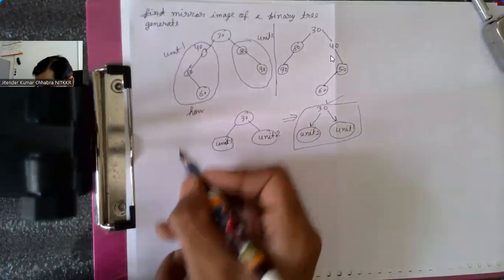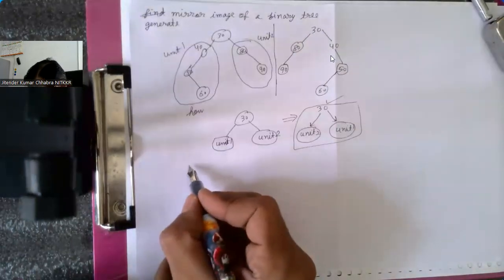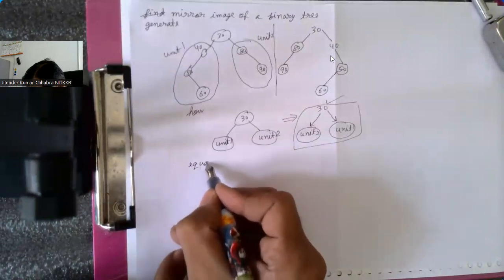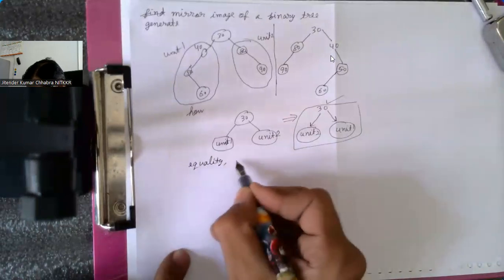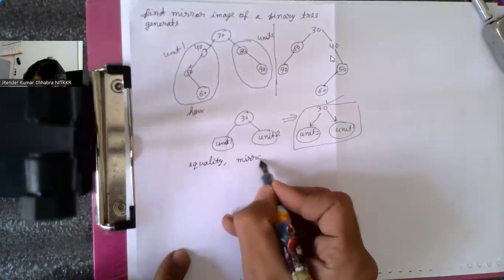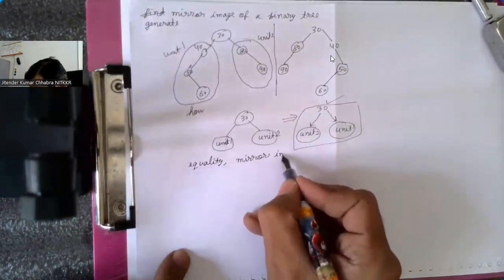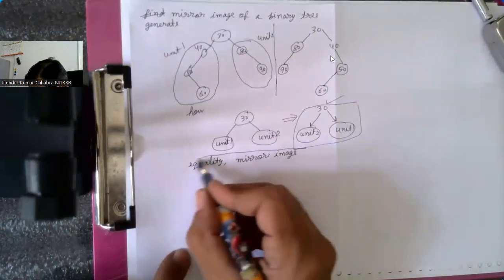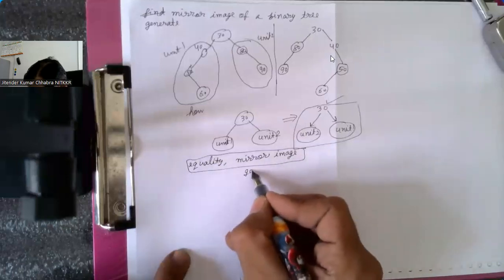You should try this. And of course, I have said that equality and mirror image, these two are more standard operations. So the good students should be able to code directly, and good students must solve it.